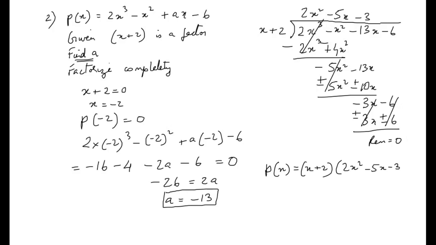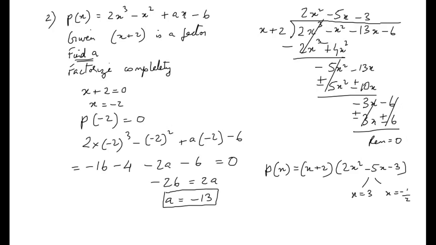Once again, it's a quadratic, and I would like to check if it can be factorized further. So I'm putting it in my calculator in the quadratic function. So 2, minus 5 and minus 3 gives me 2 roots, x equal to 3 and x equal to minus half. So this gives me x equal to 3 and x equal to minus half.